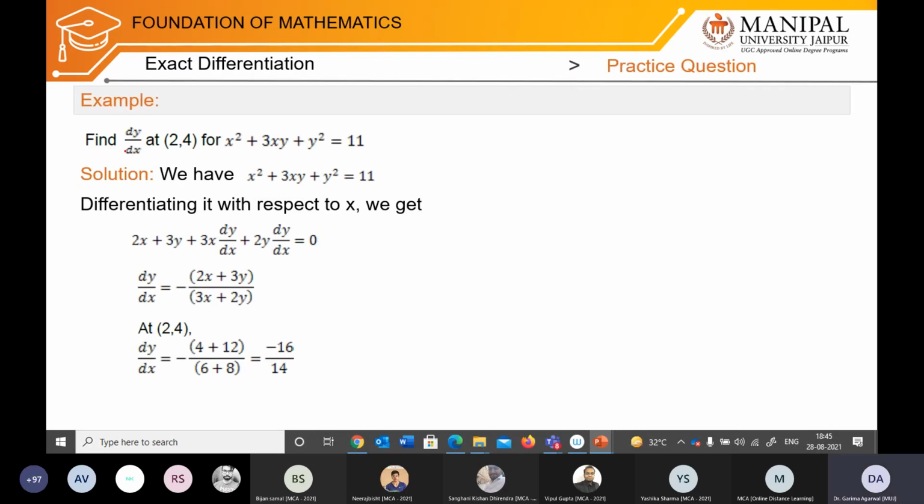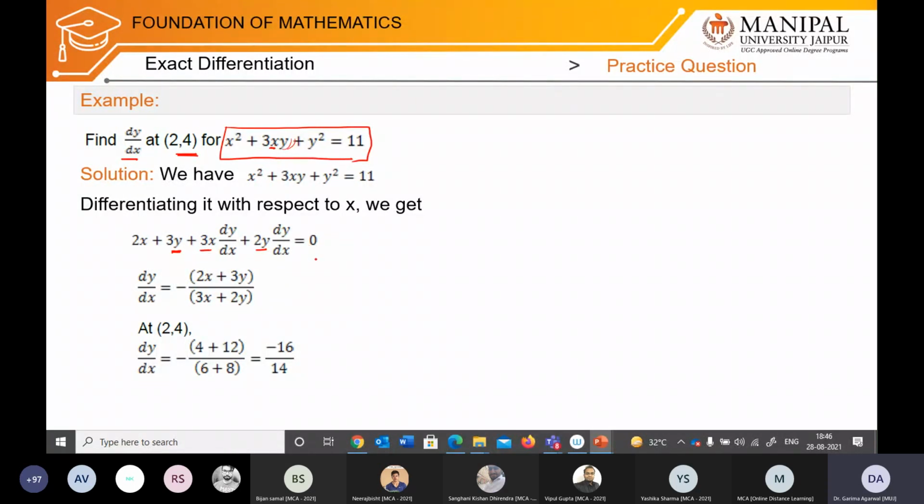Now this is the example. Find dy by dx at (2, 4) for this function: x square plus 3xy plus y square equals 11. So the differentiation of x square is 2x. The differentiation of 3xy, we do by using the u into v formula. While differentiating x, we get 3y. While differentiating y, we get 3x times dy by dx. The differentiation of y square is 2y times dy by dx, equals the differentiation of 11, which is 0.